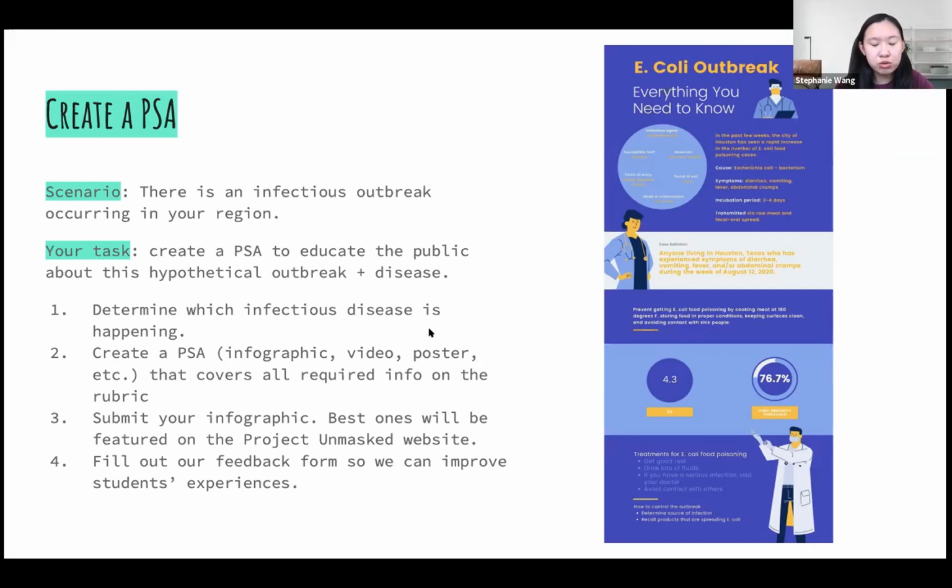All right, so your task will be to create a PSA, which is short for public service announcement, to educate the public about this hypothetical outbreak and disease. So first, you'll determine which infectious disease is happening. I'll give you a list of infectious diseases that you can choose from, or you can do any other one that you want. Doesn't really matter. It's pretty flexible here. And what you'll do is create an infographic, a video or a poster or anything, honestly, that can give this information out to the public. So for example, right here we have an E. coli outbreak infographic.